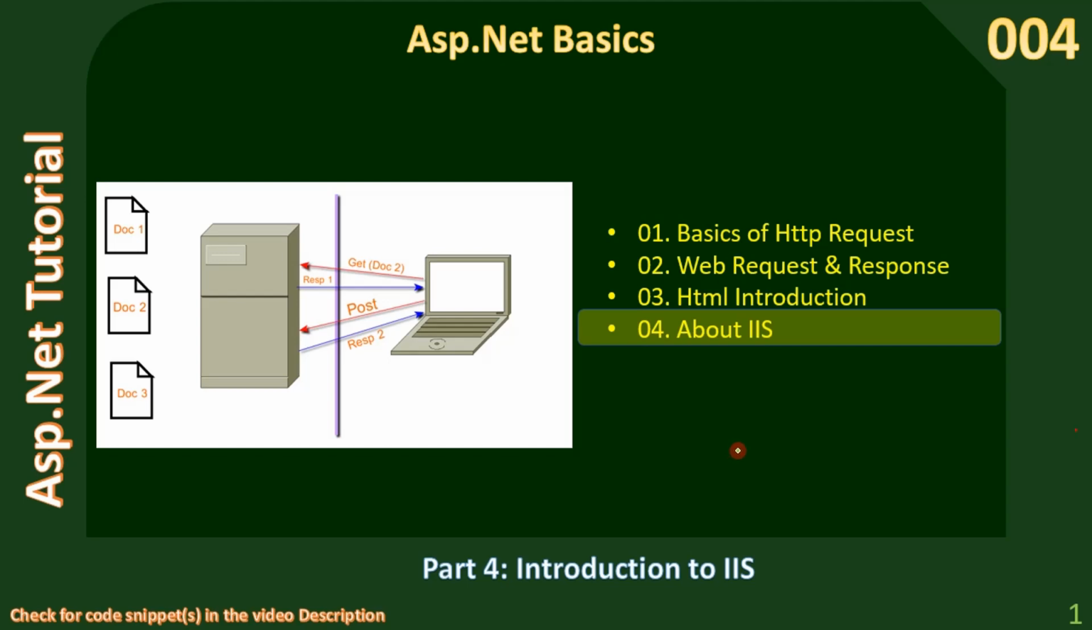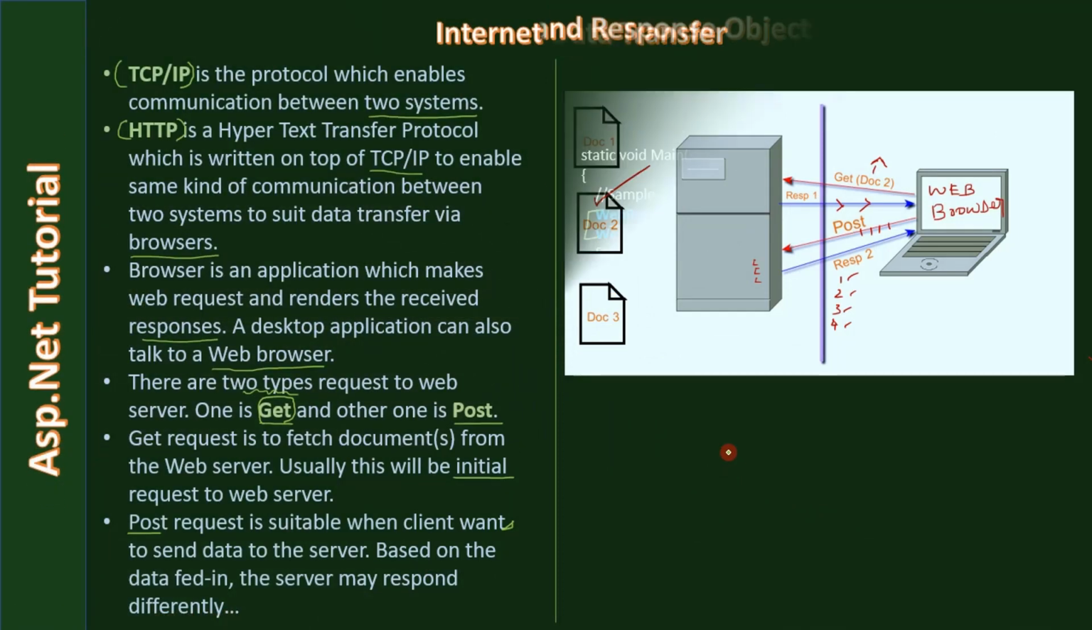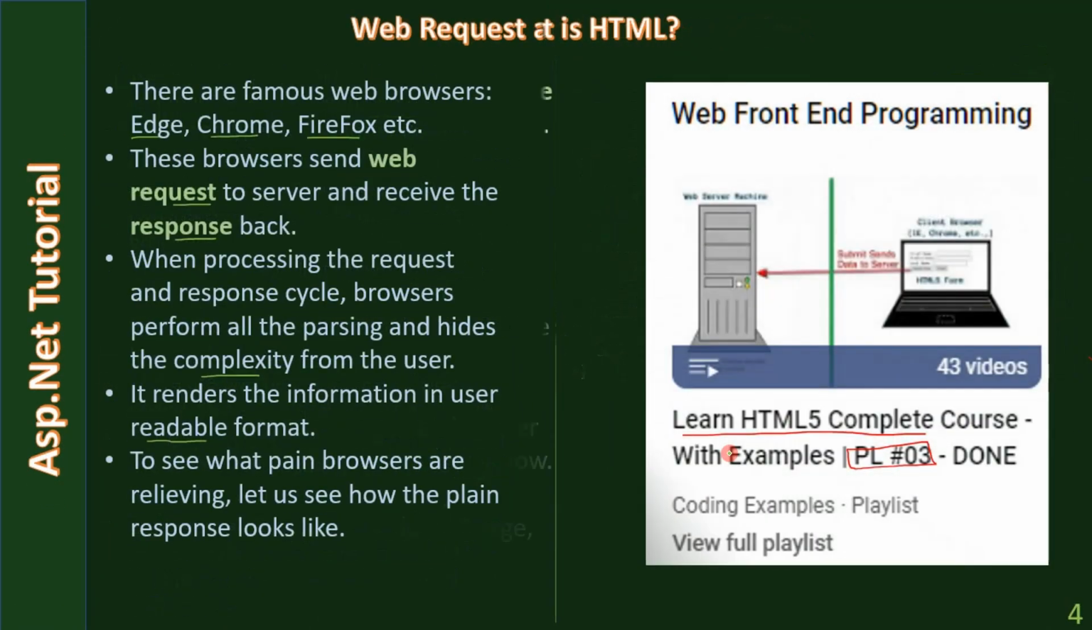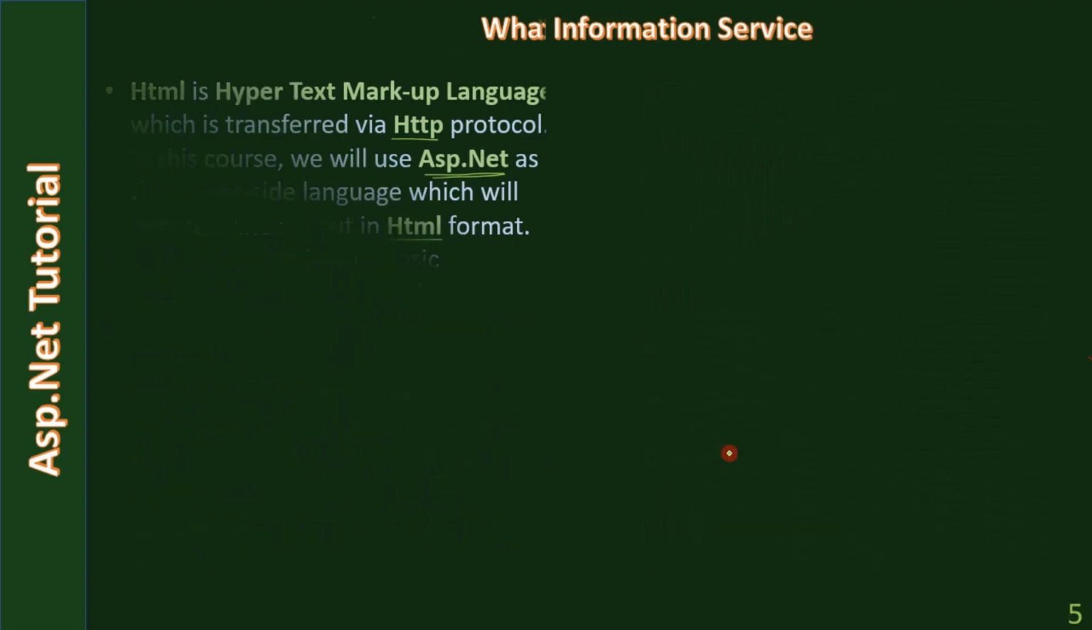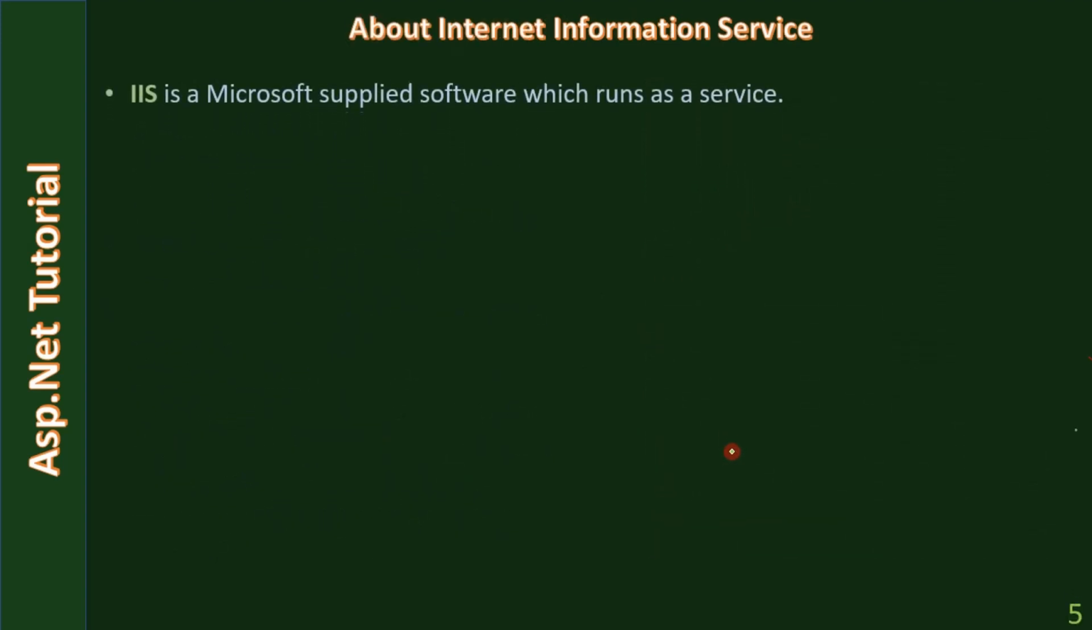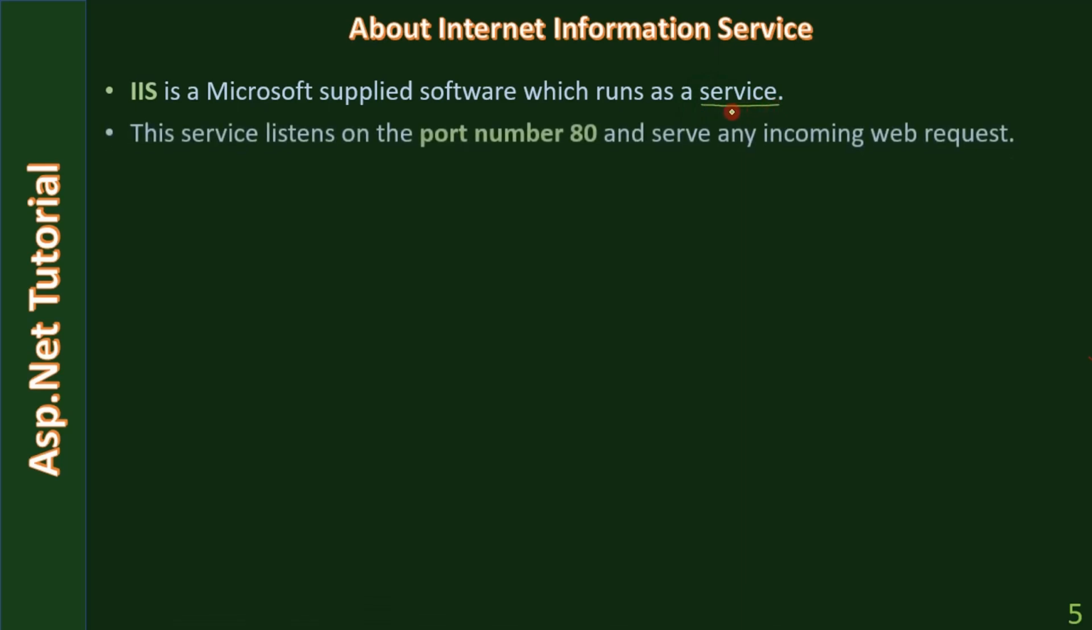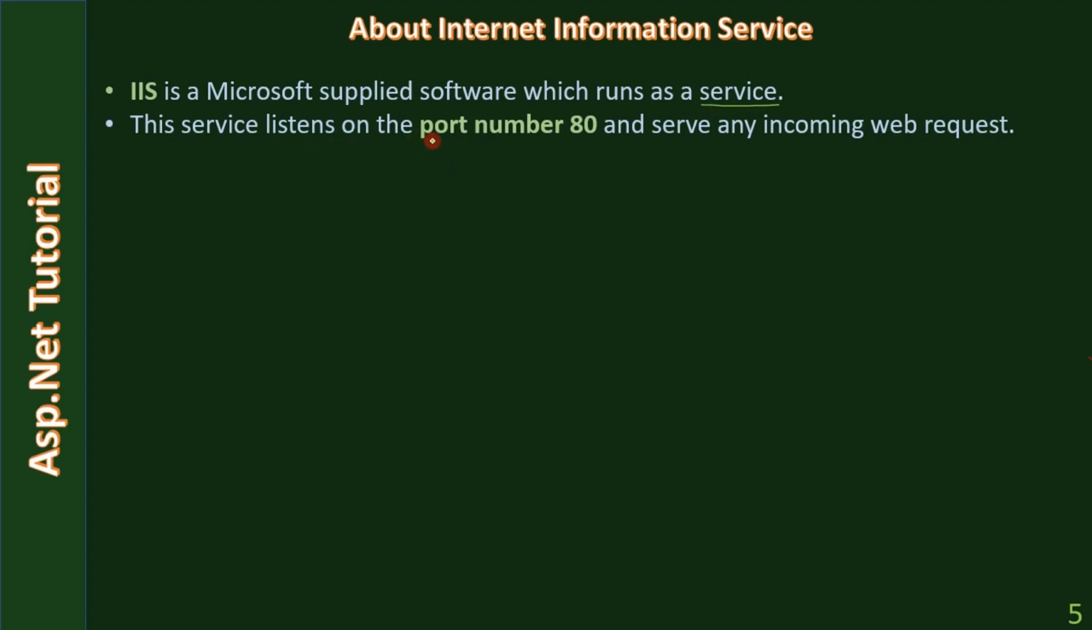In this video, we will learn about the IIS service. IIS is a Microsoft supplied software which runs as a Windows service. This service listens on port number 80 and serves any incoming web request.